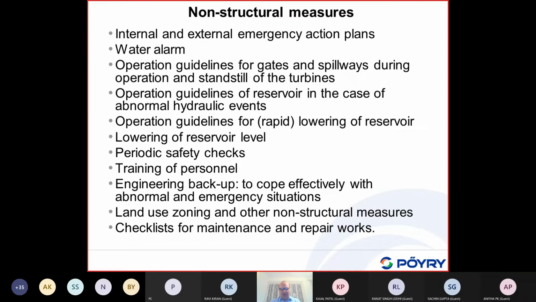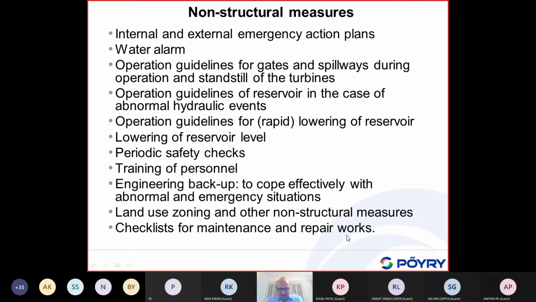just to sum up then: internal and external emergency action plans, water alarm, operational guidelines for normal and abnormal conditions, and also during different types of works, operational guidelines for rapid lowering of a reservoir level, periodic safety checks, training of personnel, engineering backup to cope effectively with abnormal and emergency situations, land use zoning, and checklists for maintenance and repair work.